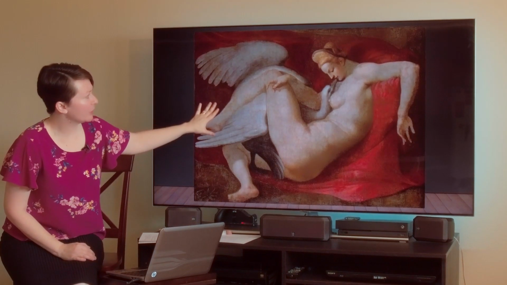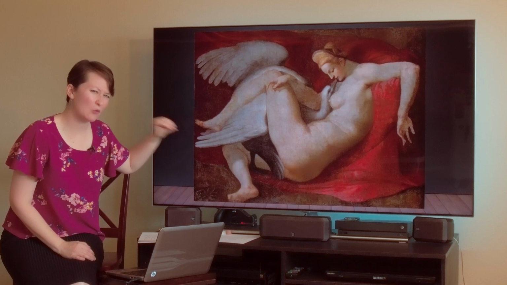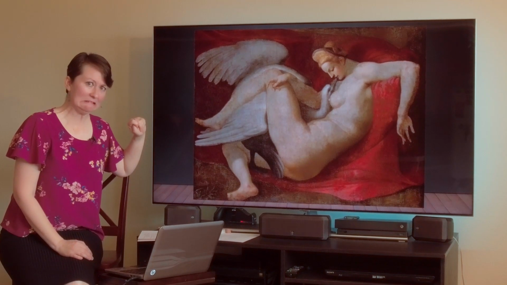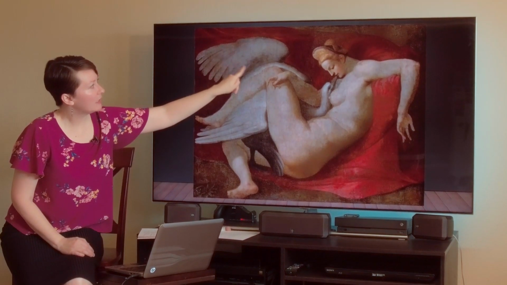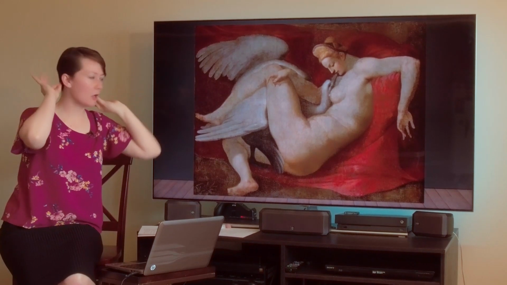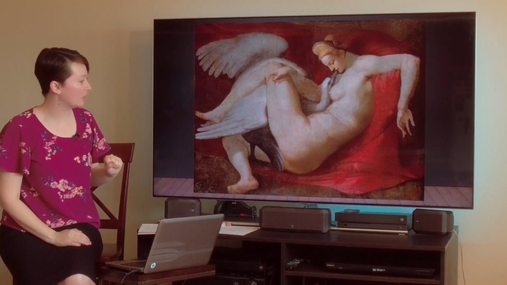I'm a little disturbed by how large this swan is. And we see Leda with her crown still on her head. They are intertwined here.